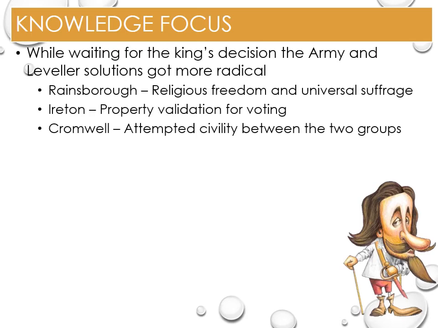To confuse the issue even more, the Leveller elements, led by Rainsborough in the army, offered the king the Agreement of the People, requesting religious toleration and annual parliaments elected by all adult males. This suggestion was countered by Henry Ireton. Ireton claimed all voters must have a property qualification to vote. Cromwell tried to stop each side descending into conflict.